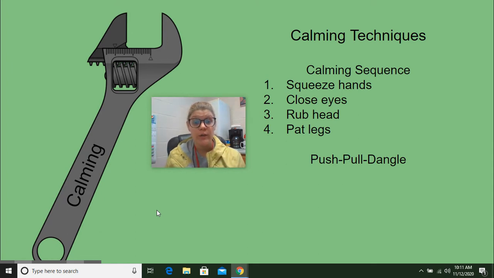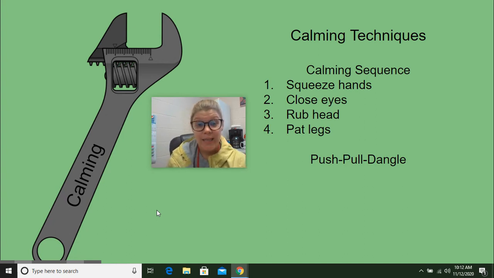So the first thing you do is you squeeze your hands, okay? And depending on how upset you are, you may need to squeeze real hard, or you may just need to put them together and give yourself like a little hand hug. Okay, I like that, a hand hug. So you'll squeeze your hands, close your eyes, you rub your head, okay, and then you pat your legs. So hand hug, eyes closed, rub head, pat legs. Okay, and you want to do that several times to distract your brain from being upset. And that is just a really good way to help calm your body down.